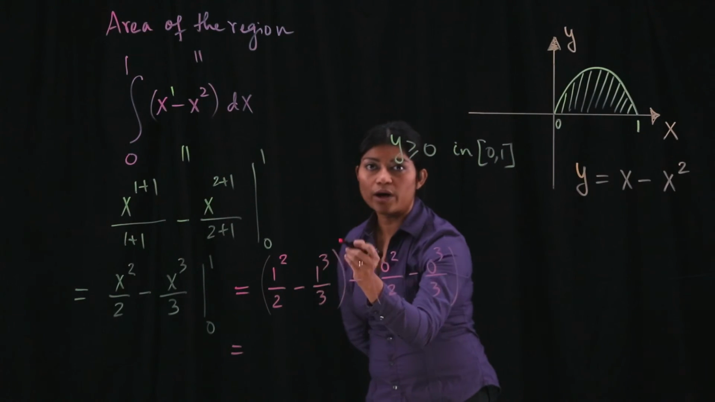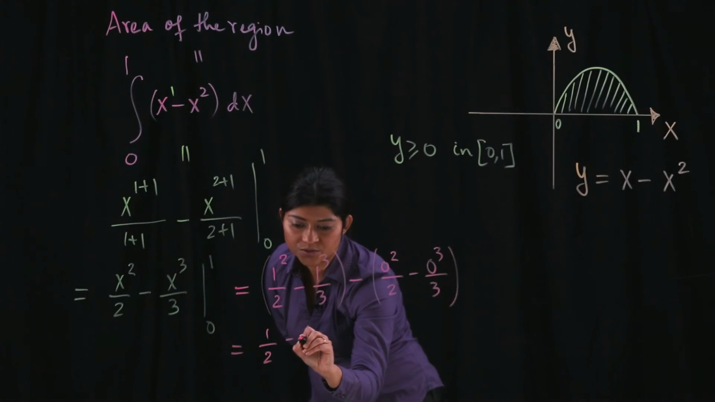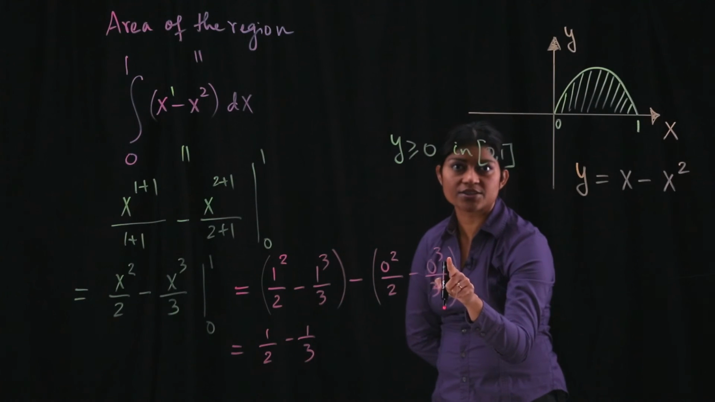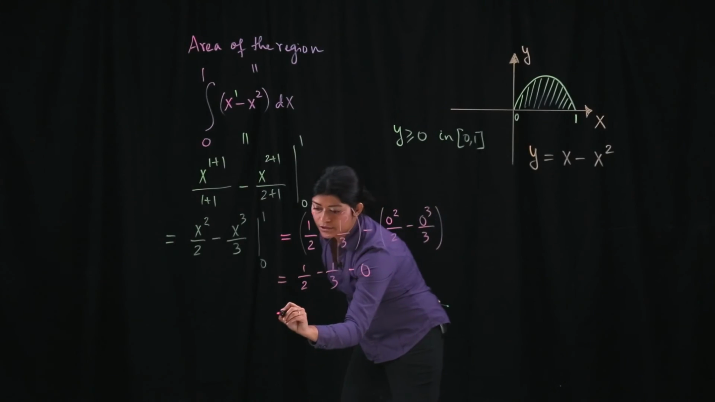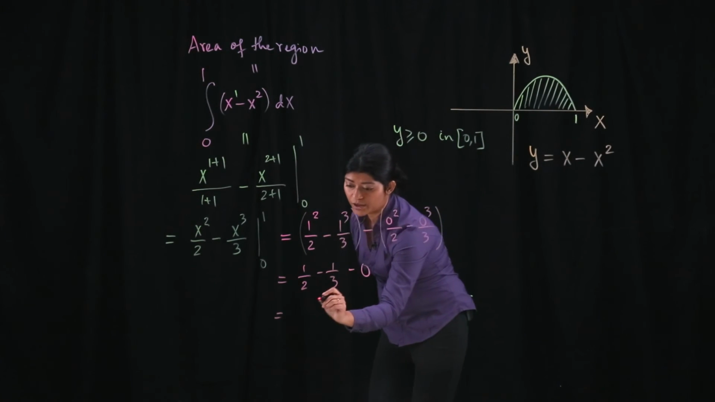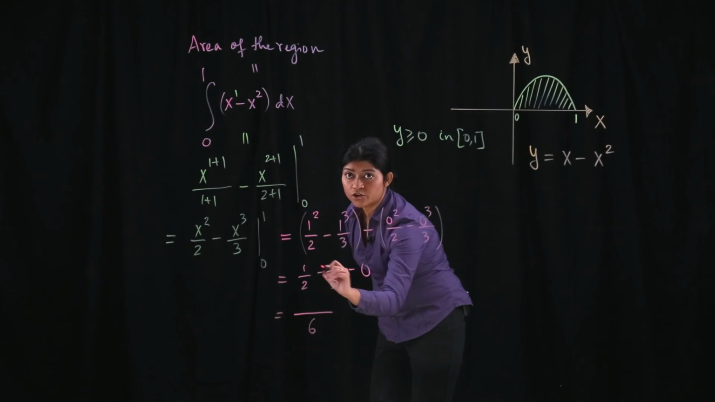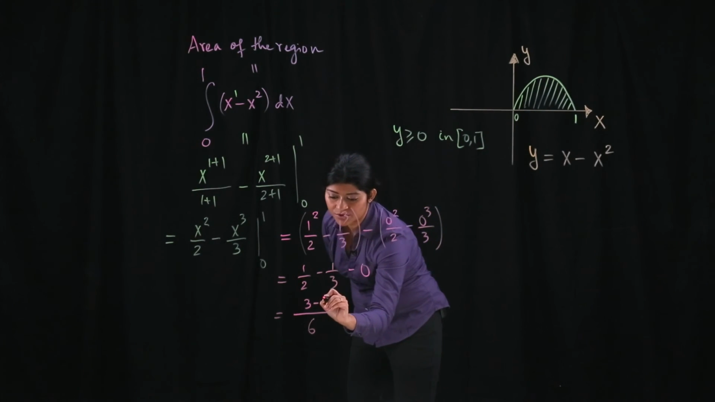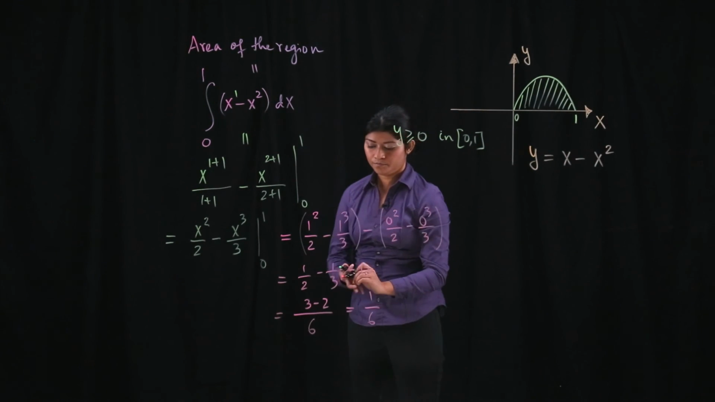So 1 squared and 1 cubed, they're just 1, you know that. So this is 1/2 minus 1/3. And if you notice that here you have 0 squared and 0 cubed, they're just 0. And you can combine these two numbers. Common denominator is 6. And you just cross multiply. So 3 times 1 minus 2 times 1. And so you get 1/6.